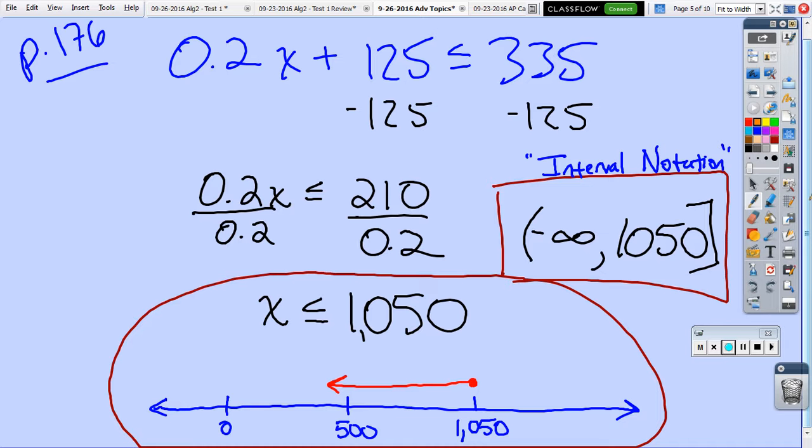So the bracket is like a restriction? The bracket says make sure to include this value, 1,050, because it's less than or equal to. If it was just less than, it would be a parenthesis.